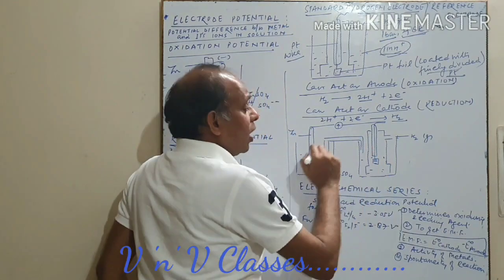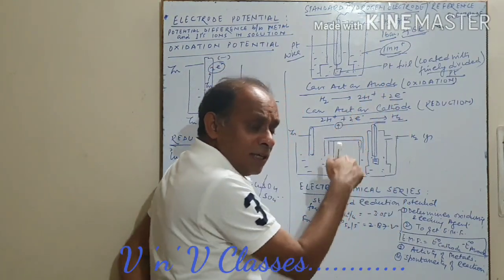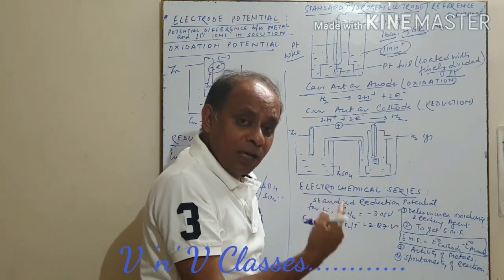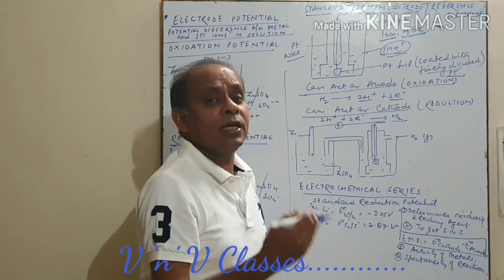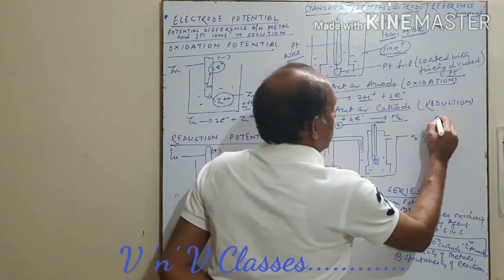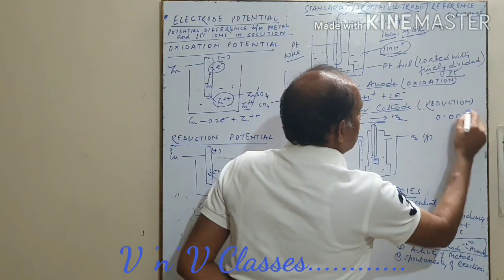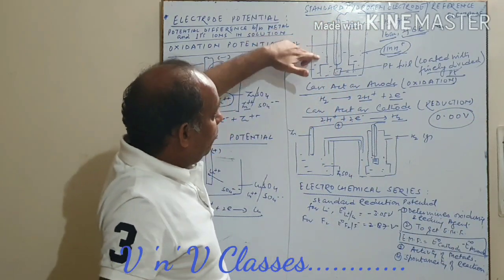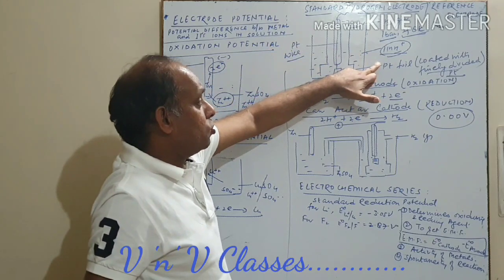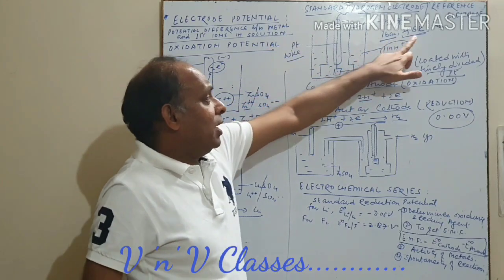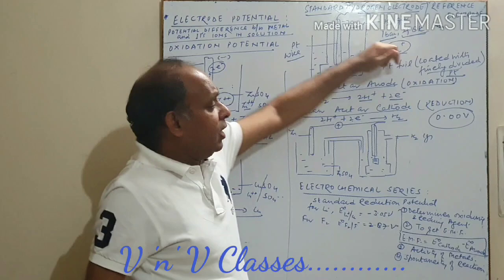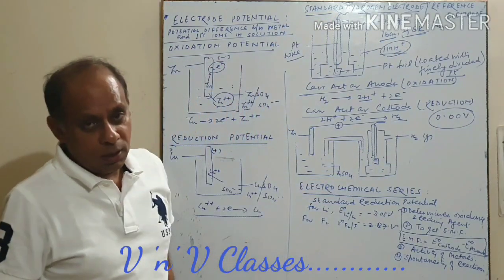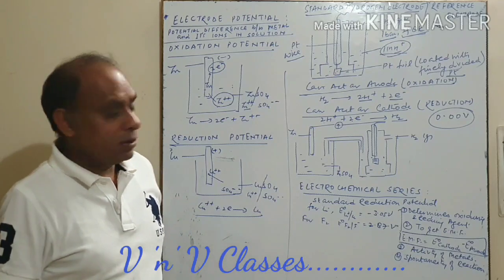Now, one more thing we have done: because it is a kind of reference electrode, we have to compare on this basis. So arbitrarily, its potential value is taken as 0.00 volt. It means that when hydrogen gas is passed in a 1 molar H ion concentration solution at a pressure of 1 bar and a temperature of 298 Kelvin, it develops a potential of 0.00 volt. Arbitrarily we had fixed it.